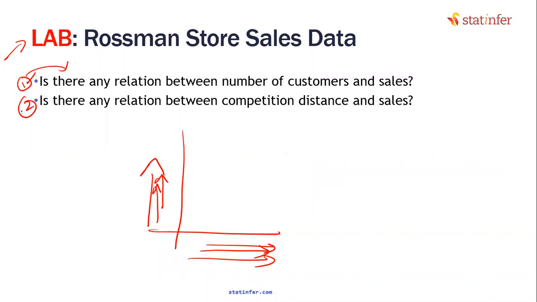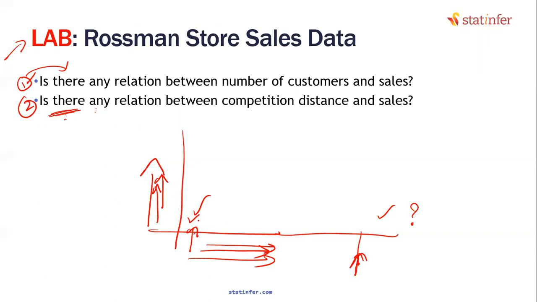Second one, what is the second question? Is there any relation between competition distance versus sales? If competition is nearby, do you think the sales will be lesser? If the competitor is far away, this looks like a very good variable, isn't it? If the competitor is nearby, do you think sales will be lower? If the competitor is far away, do you think sales will be higher? So what do you think about this one? Is it a relation, positive or negative? Intuitively, what do you think?